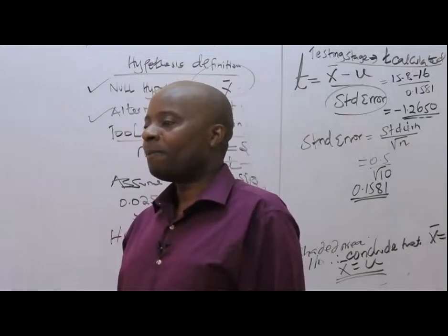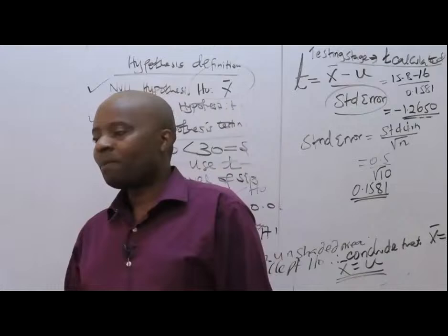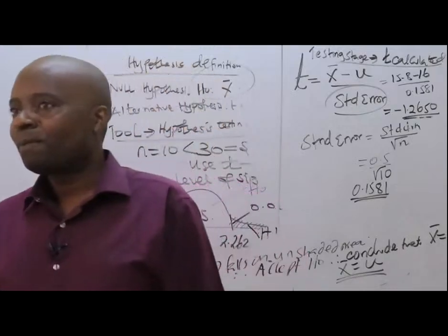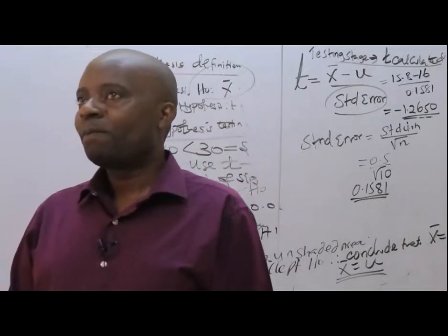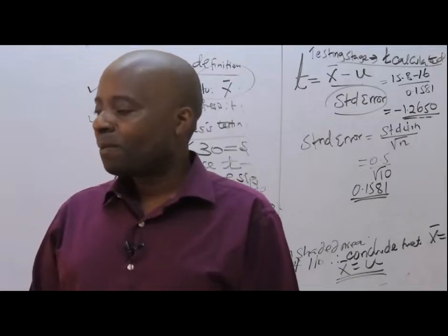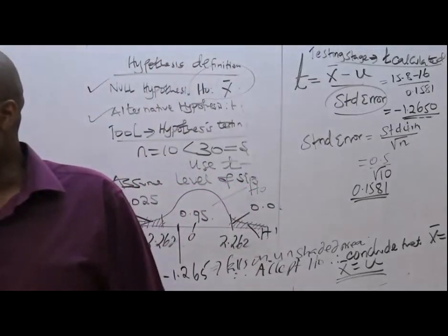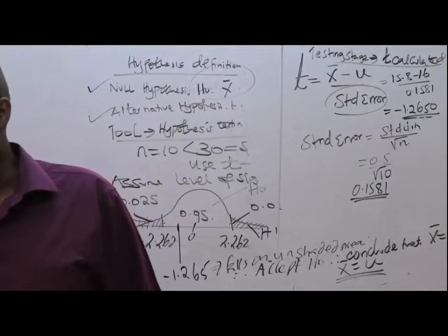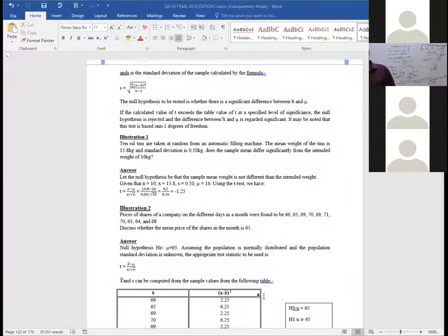Mwalimu, as of the assumption that the 15.8 is the U, and no, 15.8 is the U, and X bar is 16 because you are looking for 16. Let me explain here. It's not about what you intend to do here. It is about X bar. X bar is the sample mean, always.